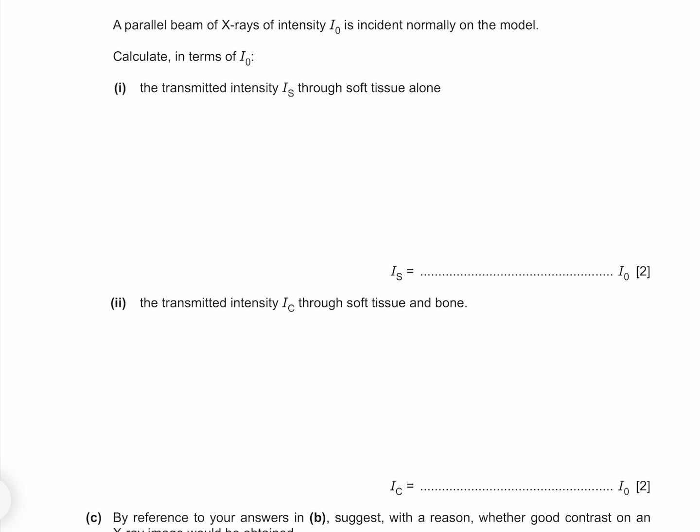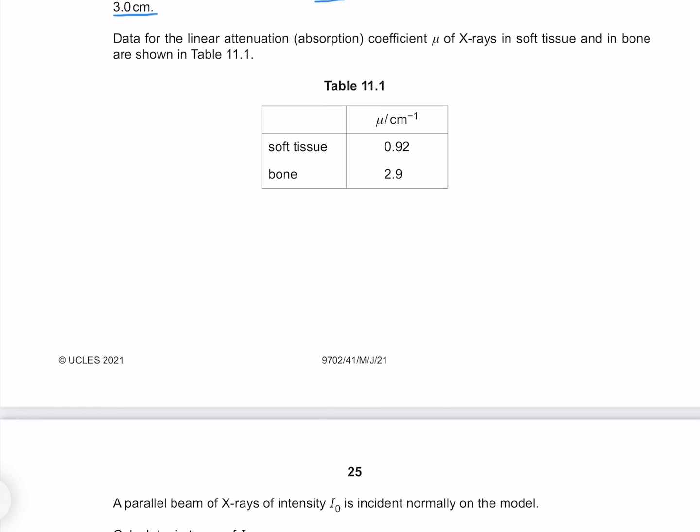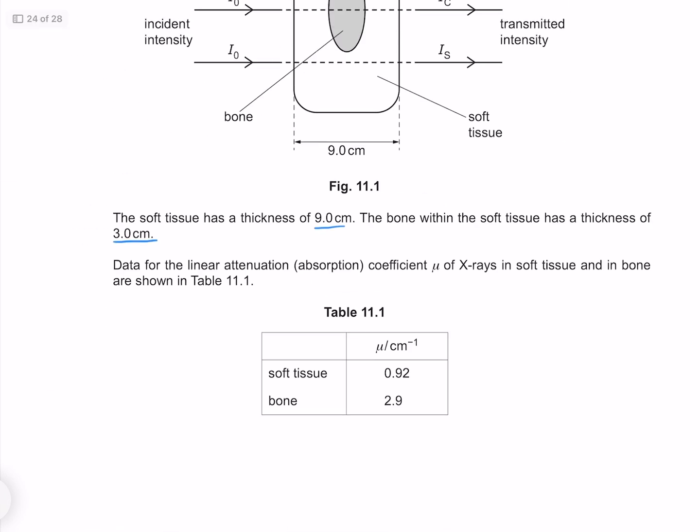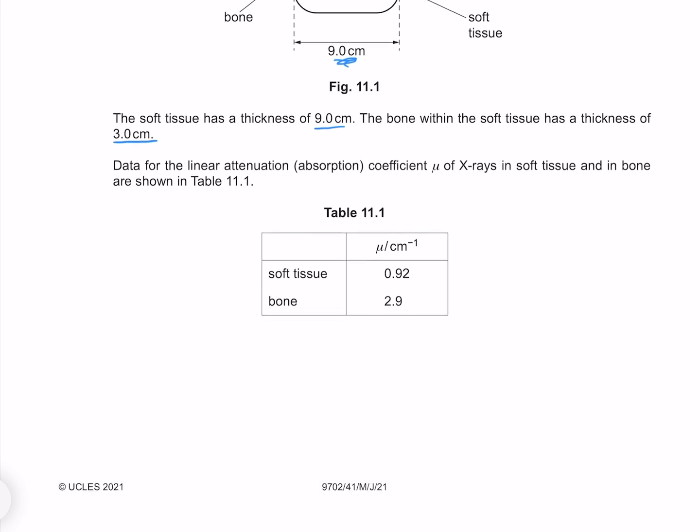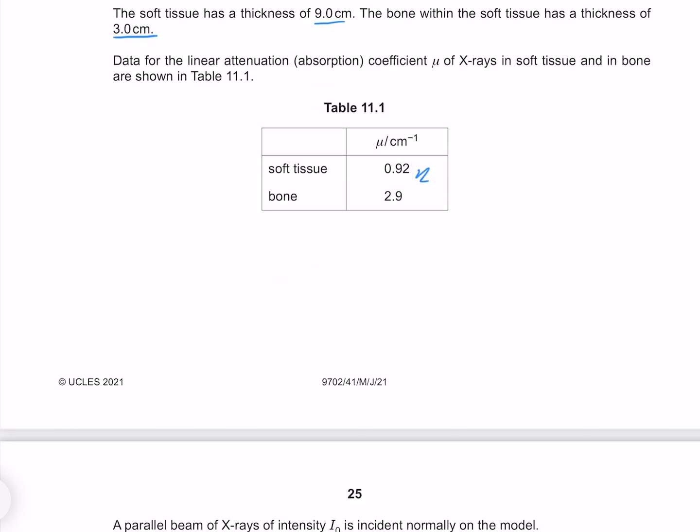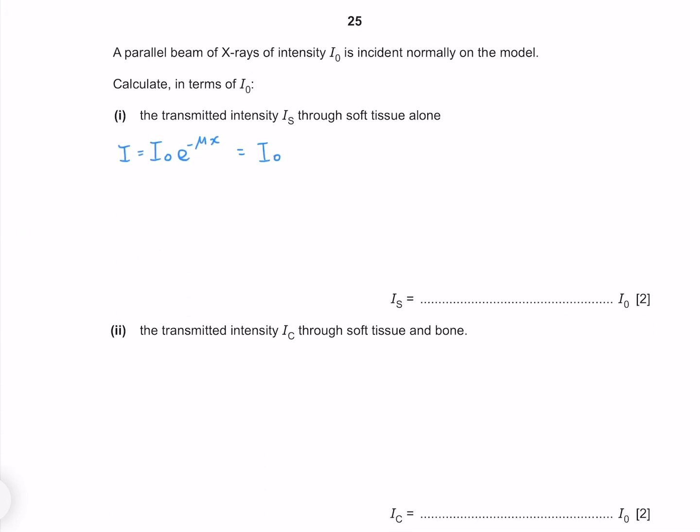Calculate in terms of I0 the transmitted intensity IS through the soft tissue alone. The intensity is given by I0 times the exponential of negative mu times x, where if we're looking at the soft tissue alone, we're looking at an x of 9 cm and a coefficient of 0.92. Which gives me 2.54 times 10 to the minus 4 I0.